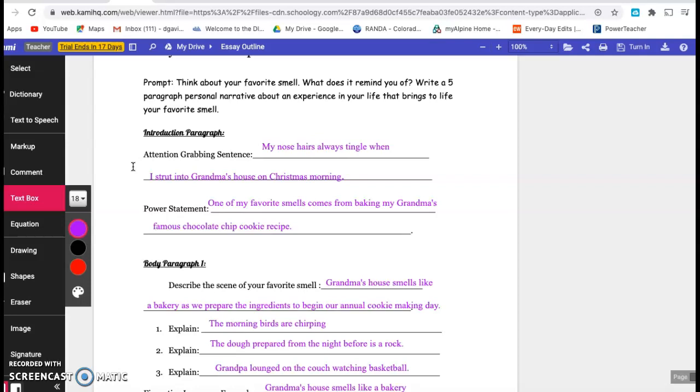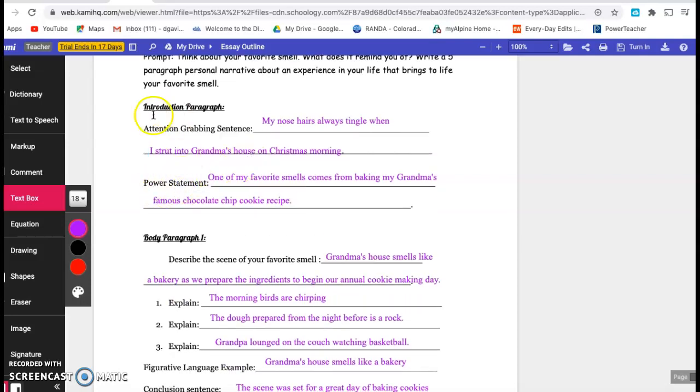Okay, so my attention grabbing sentence: my nose hairs always tingle when I strut into grandma's house on Christmas morning. So I'm talking about my 5 senses. One of them is smell. Okay, I get a good attention grabbing sentence to engage my readers into something that they will enjoy reading.